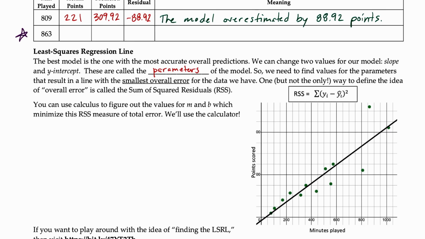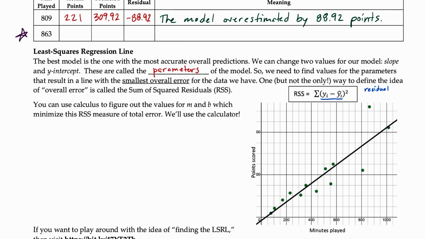So how do you know that you have the smallest overall error? Well, one way you can do it is you can think about the sum of the squares of your residuals. That is what this is saying here. RSS, residual sum of squares. I don't know which S is which, but that's the idea. Right inside the parentheses is the formula for a residual. It is the actual minus the predicted. And then we square it.